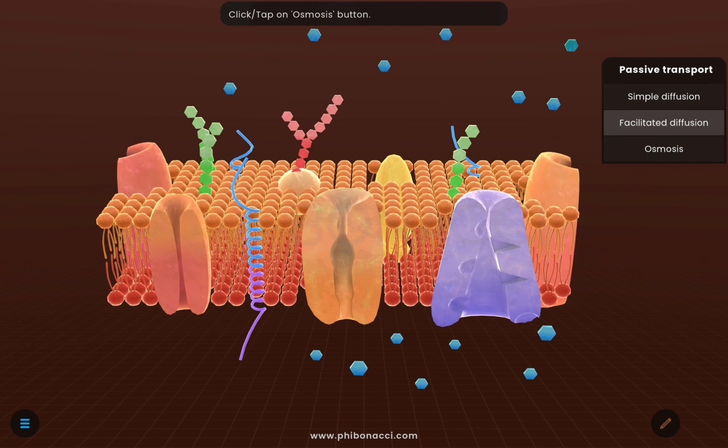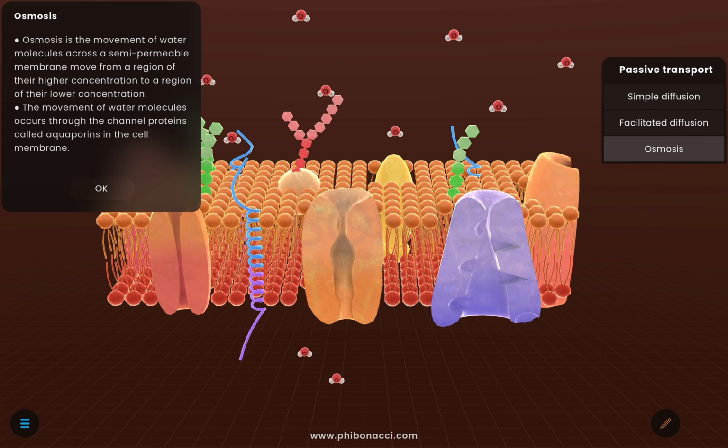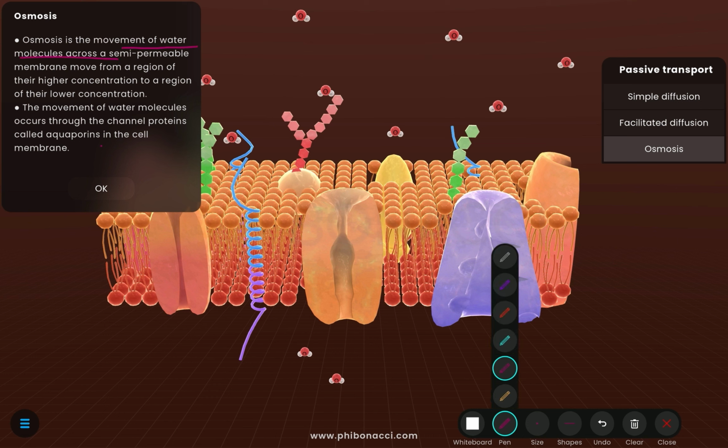Now the next type of passive transport is osmosis. Osmosis is also a type of diffusion, but it's a special type of diffusion because it involves the movement of water molecules. So exclusively when water molecules are passively transported, then it is referred to as osmosis. Again, the movement is from the region of higher concentration of water molecules to the region of lower concentration of water molecules. And this takes place through a specific type of channel proteins which are referred to as the aquaporins.